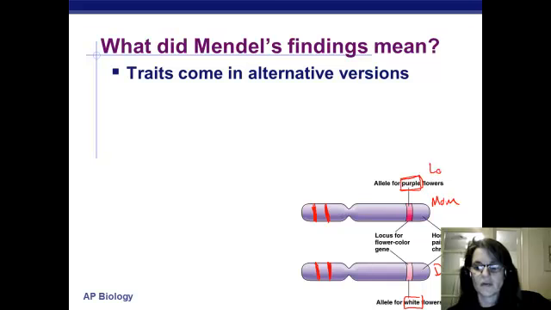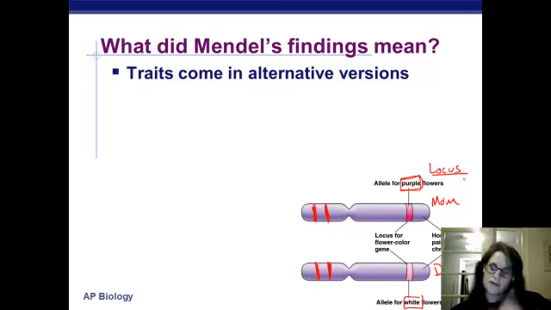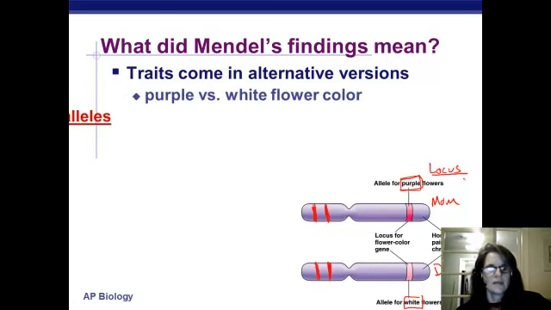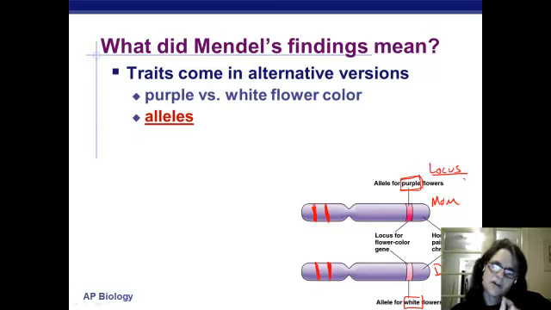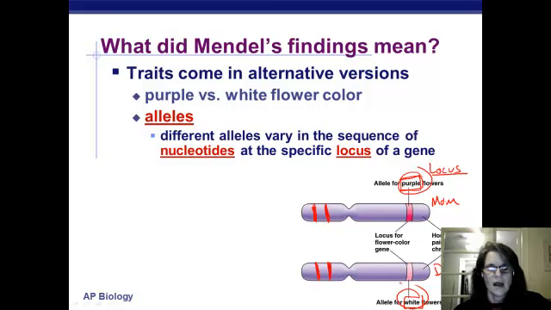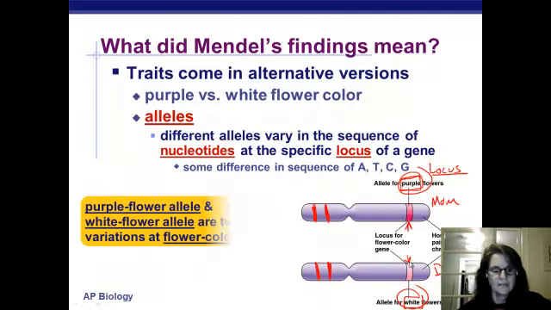Okay? It's in the same what is called locus or position on the chromosomes, but they're different versions of the trait. Okay? We call these different versions of a trait or a gene alleles. A purple allele and a white allele version of a trait. Okay? And these different alleles for flower color always show up at the locus they're supposed to, but they may not be identical.